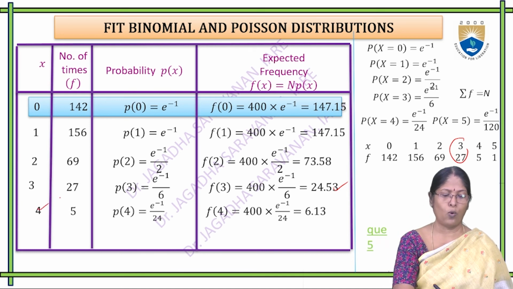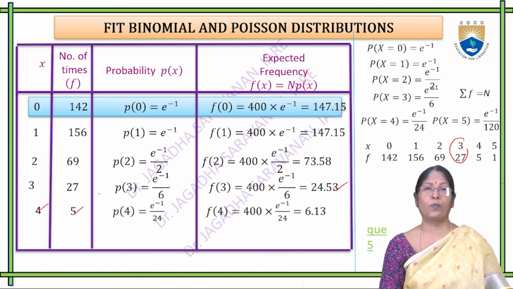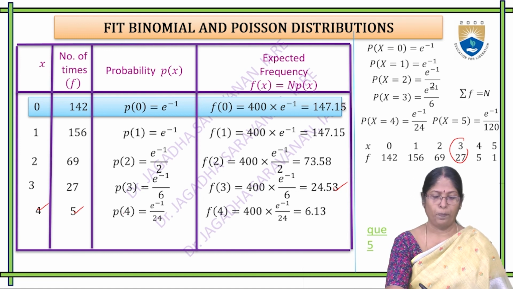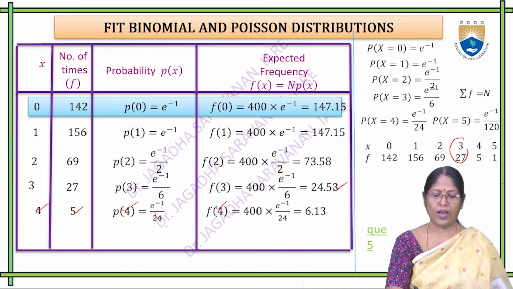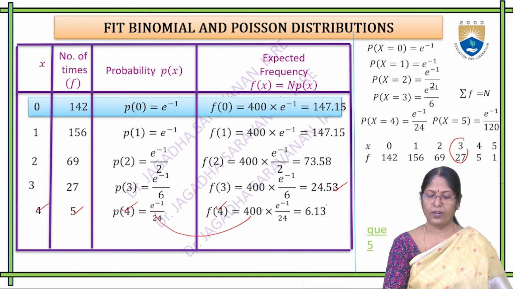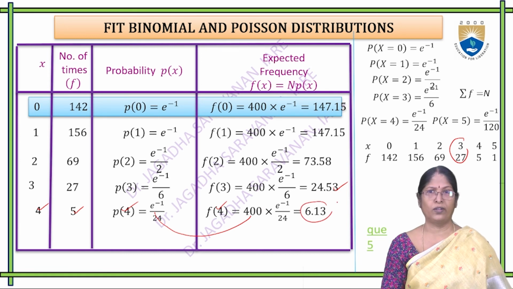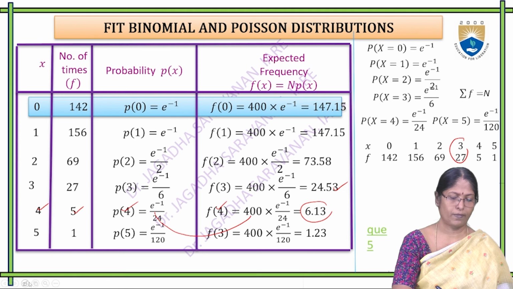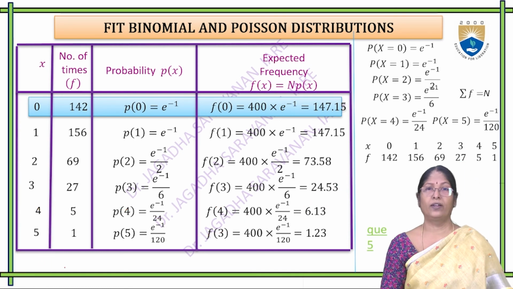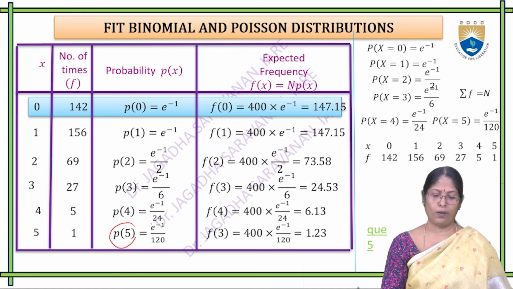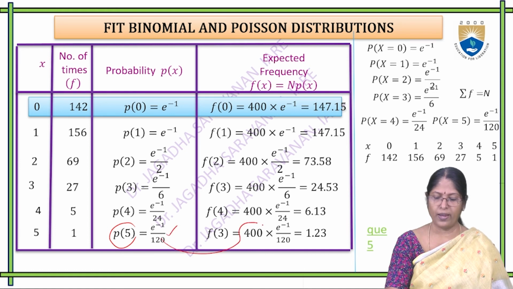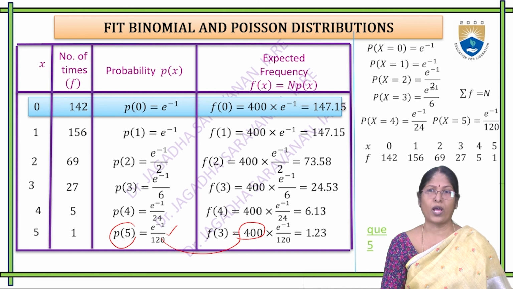The next, when x equal to 4 and the frequency f equal to 5, p of 4 is e power minus 1 by 24. F of 4, this value multiplied by 400, we obtain 6.13. The step when x equal to 5, f equal to 1, that is p of 5, which is e power minus 1 by 120, multiplied by 400, we obtain 1.23.